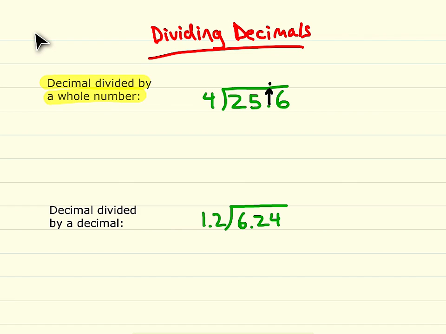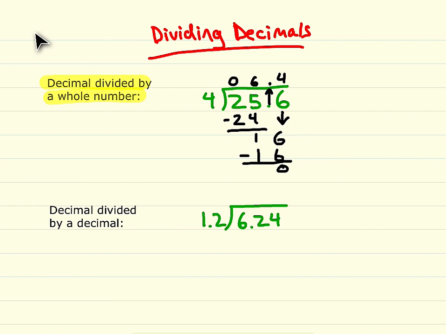So 4 goes into 2 0 times. 4 goes into 25 6 times. And 4 times 6 is 24. Subtract, we get 1 left over. Bring down the 6. And now 4 goes into 16 4 times. 4 times 4 is 16. And we get 0 left over. So your quotient is 6 and 4/10.